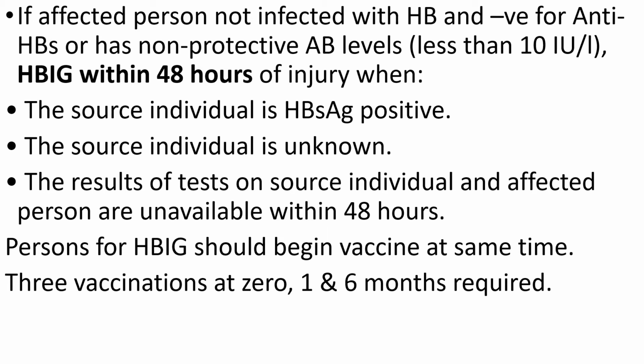Hepatitis B immunoglobulin within 48 hours of injury is also given when the source individual is hepatitis B surface antigen positive, when the source individual is unknown, or when the results of tests on the source individual and affected person are unavailable within 48 hours. Persons receiving hepatitis B immune globulin should begin vaccine at the same time. 3 vaccinations at 0, 1, and 6 months are required.